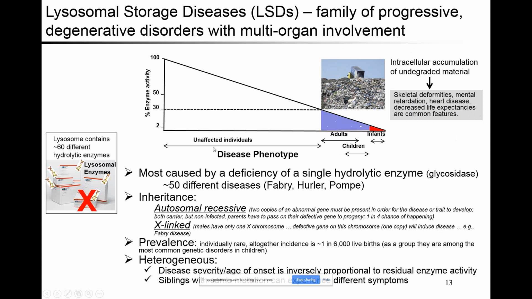Now, what I've plotted here is the disease phenotype, so the onset of the disease, and this is the amount of enzyme activity that's left.